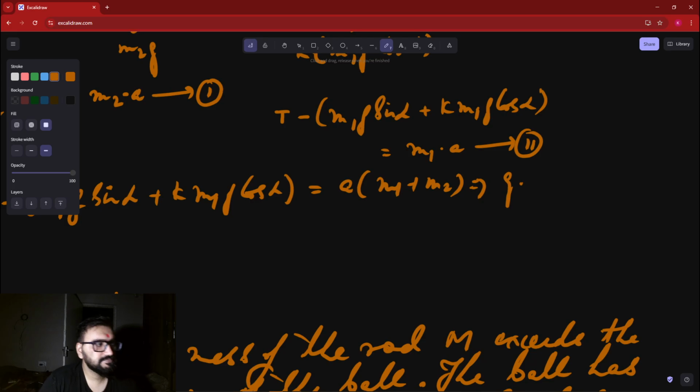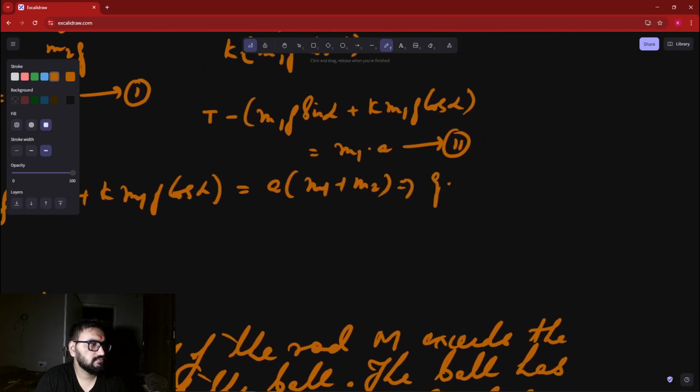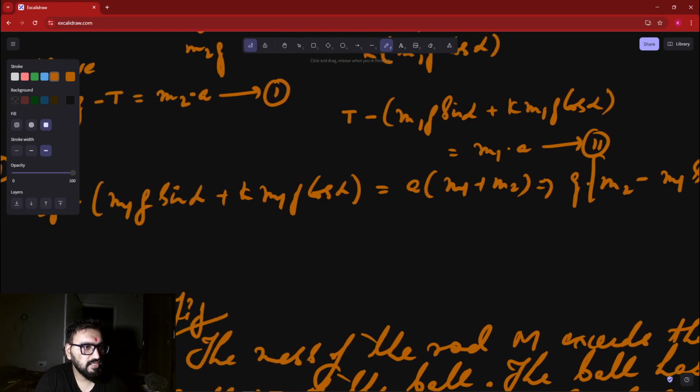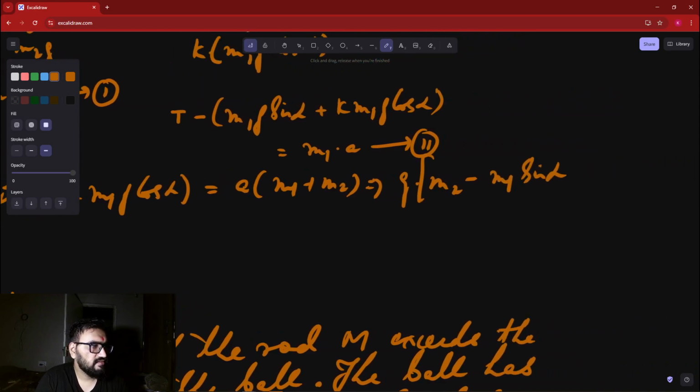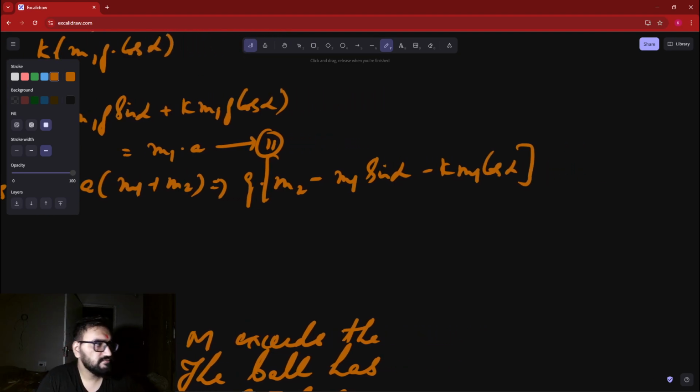This simply implies g times m2 minus m1 sine alpha, minus k times m1 cos alpha. Am I writing it correctly? Yeah. This is equal to a into m1 plus m2.